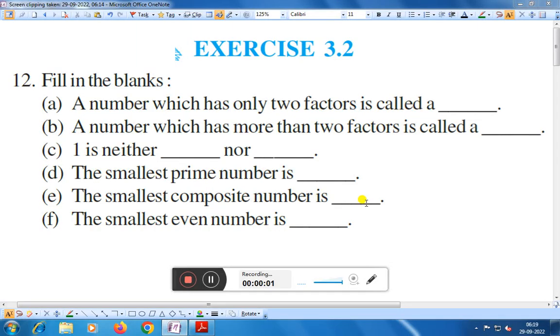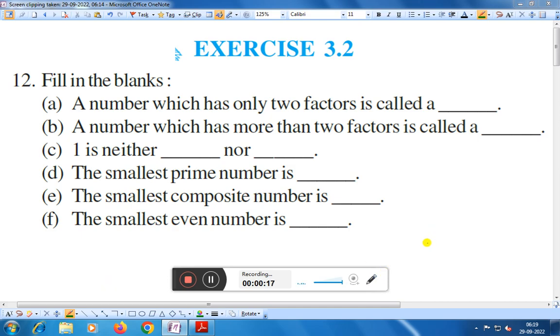Dear friends, today we shall discuss exercise 3.2, question number 12, that is, fill in the blanks. A number which has only two factors is called a dash. What is that? A number which has only two factors.